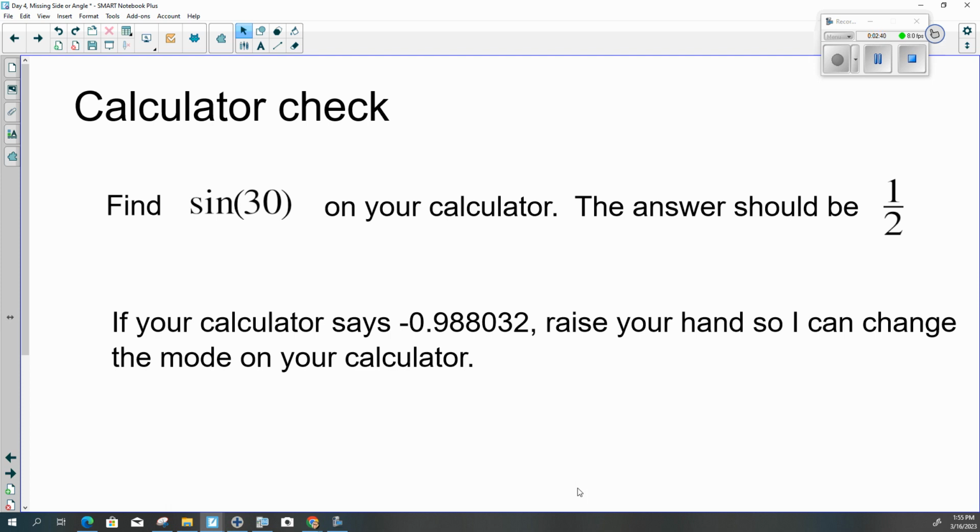So if you want to double check, type in sine. Do you guys all see sine, cosine, tangent? If you type in sine of 30, it should be 1/2. If it's not 1/2, yours is still in radian. Okay.